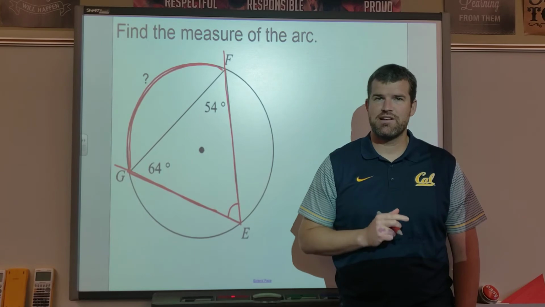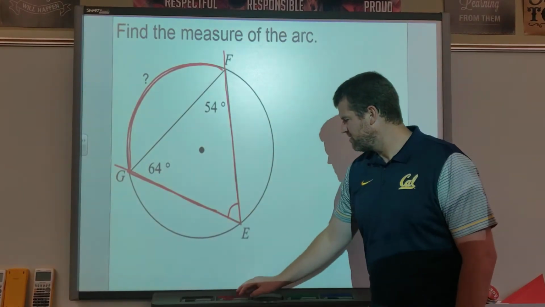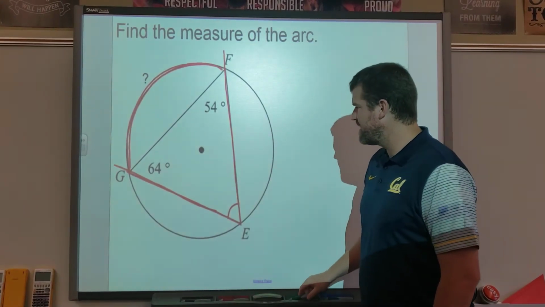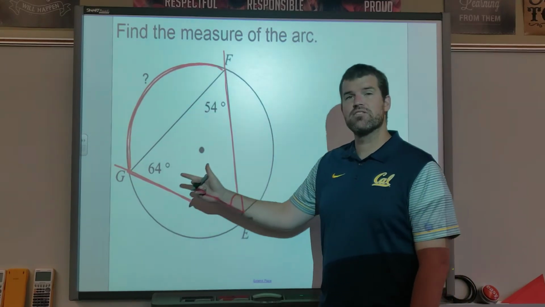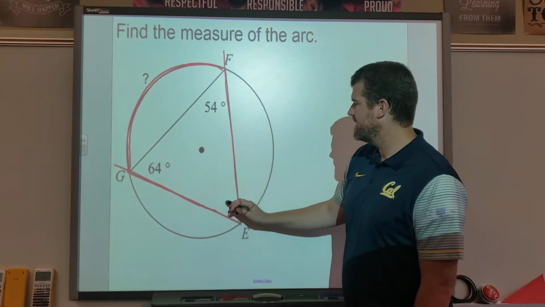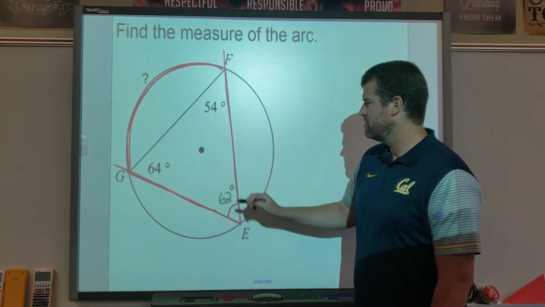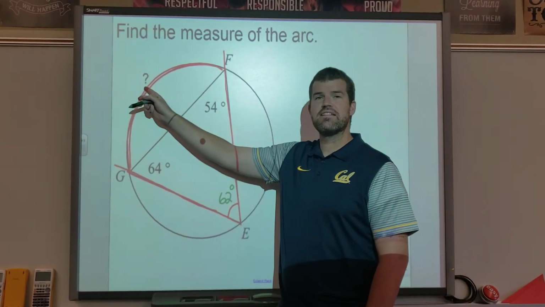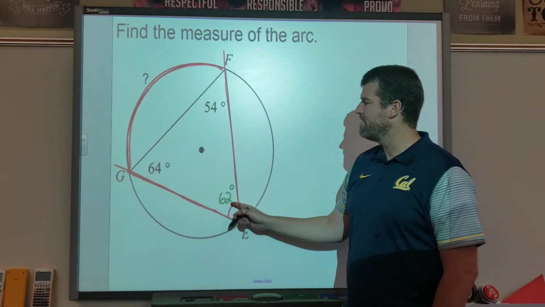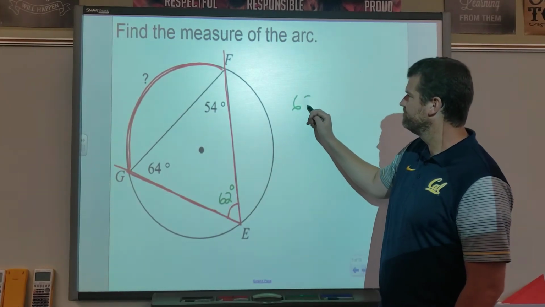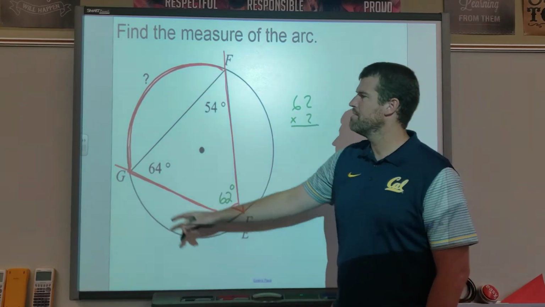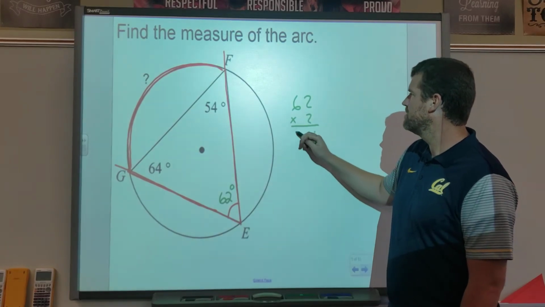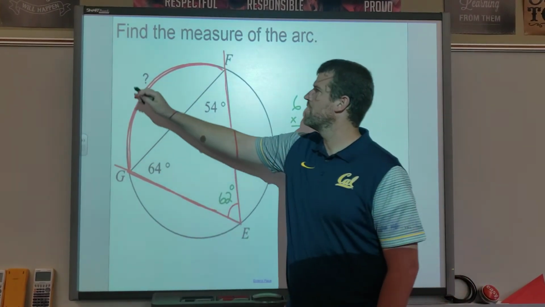But I do know some facts about a triangle. So if this angle here is 54 degrees, and this angle here is 64 degrees, we can now find the measure of this angle here because a triangle always adds to 180. And I get that this angle is 62 degrees. Okay, if we know the inscribed angle, we can now find the measure of its arc because this will be half of the arc, or if we times it by 2, we will get the measure of the intercepted arc. So 62 times 2, 124 degrees.